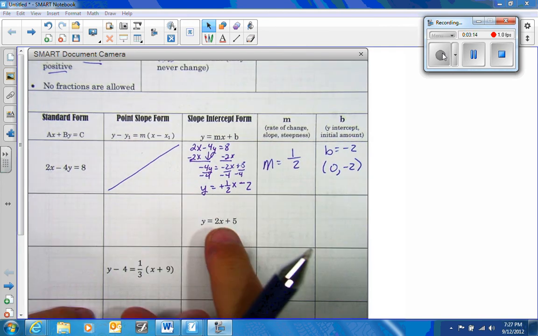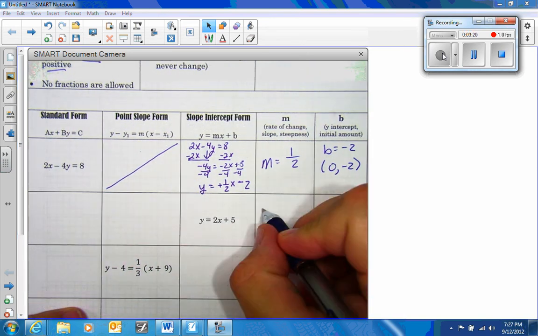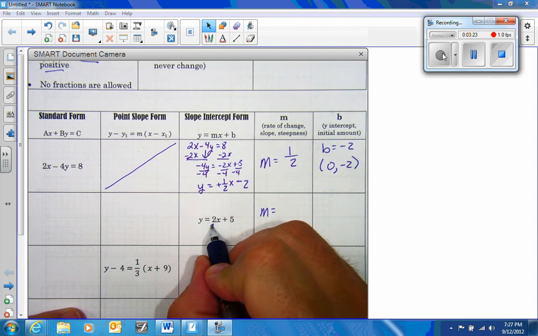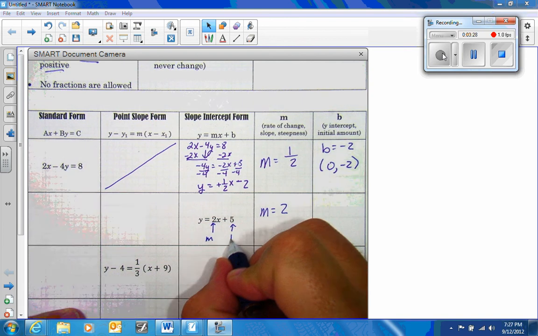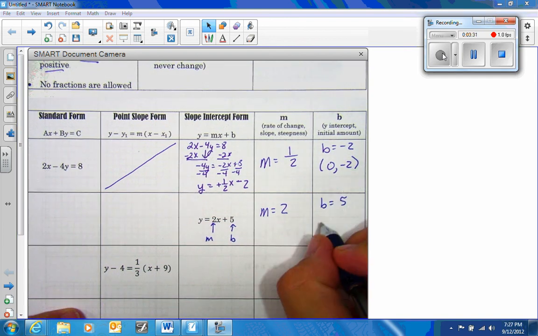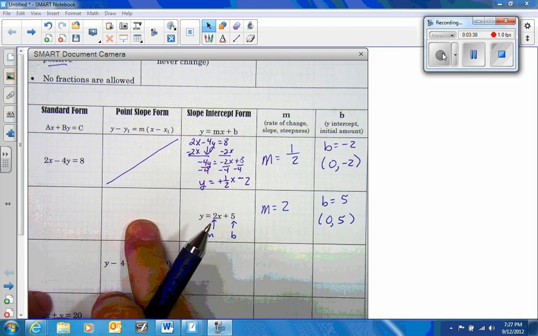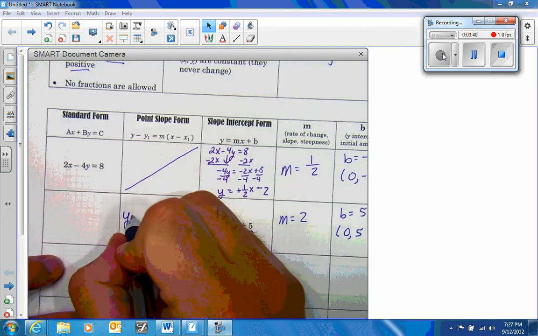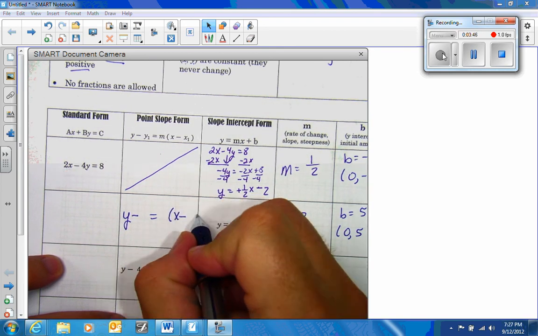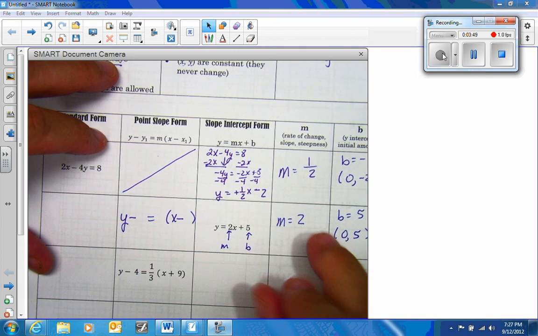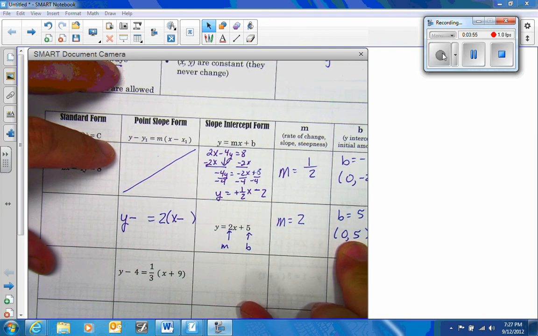Okay, now, when I give you a slope-intercept form, notice my slope in this case is now 2. That's this right here, 2. This is my y-intercept, so this is m, this is b. So my b in this case is 5. Remember, that's going to be at (0, 5). Now, if I want to use point slope form, remember, y minus, I'm going to leave this blank, equals m times x minus, okay? I'm going to fill in the blanks. So my 2, which is my m, goes right there.